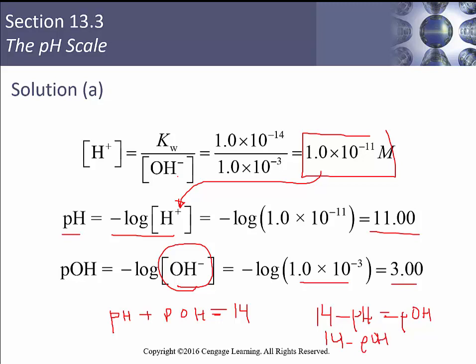Right, so sometimes you've got one of those, and you want to find the other one, and you don't want to do all of this math with the logs. You can just do 14 minus pOH is the pH.